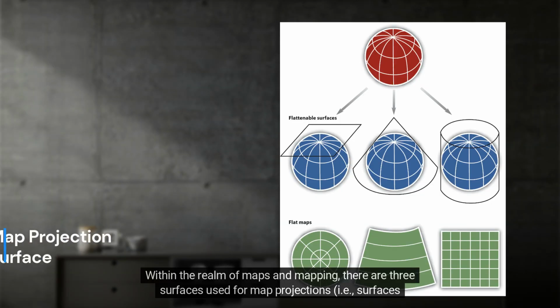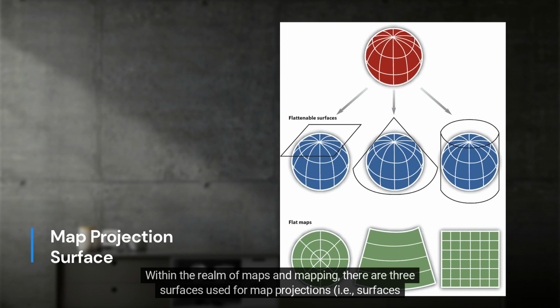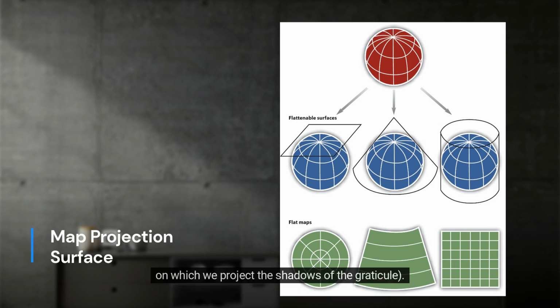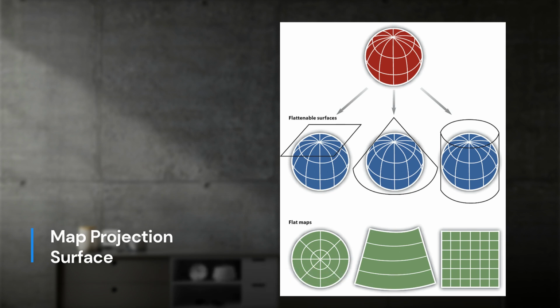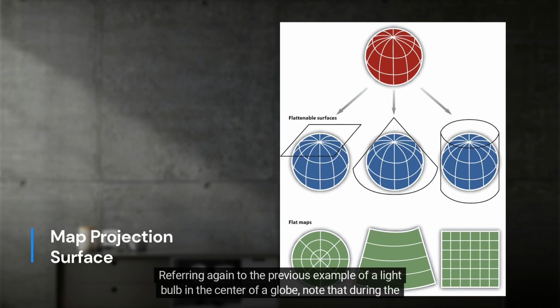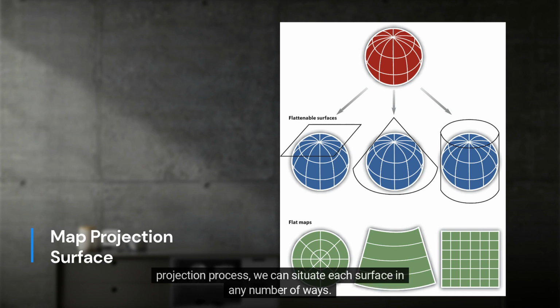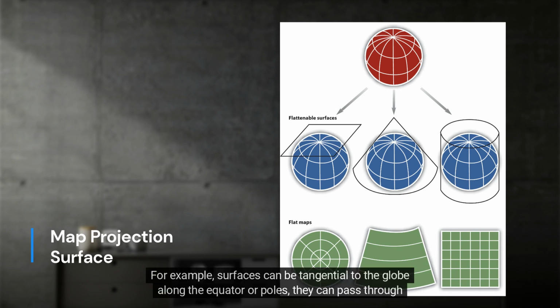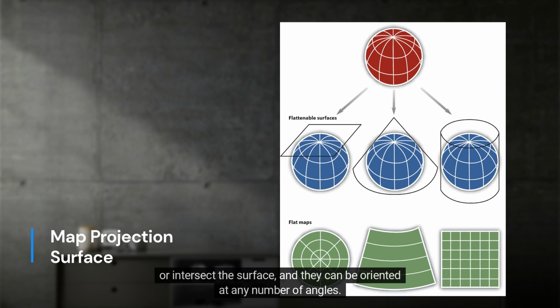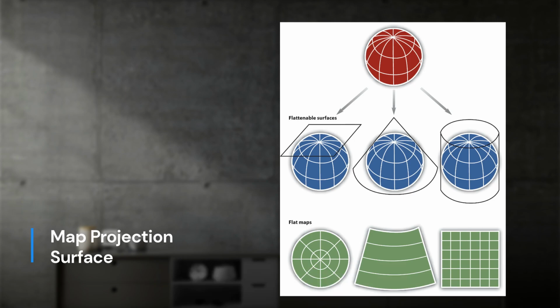Within the realm of maps and mapping, there are three surfaces used for map projections, that is, surfaces on which we project the shadows of the graticule. These surfaces are the plane, the cylinder, and the cone. Referring again to the previous example of a light bulb in the center of a globe, note that during the projection process, we can situate each surface in any number of ways. For example, surfaces can be tangential to the globe along the equator or poles, they can pass through or intersect the surface, and they can be oriented at any number of angles.